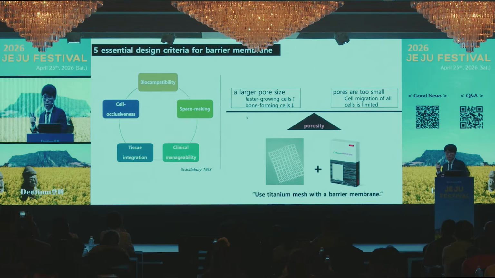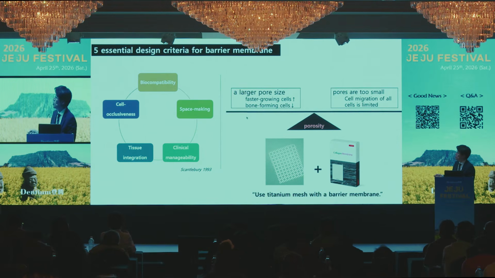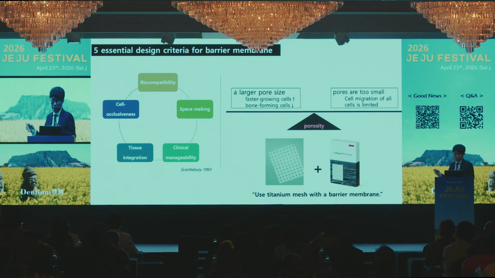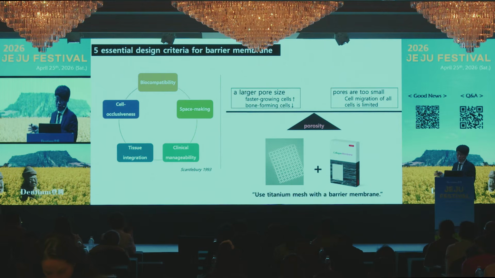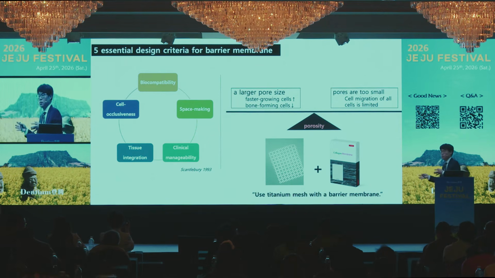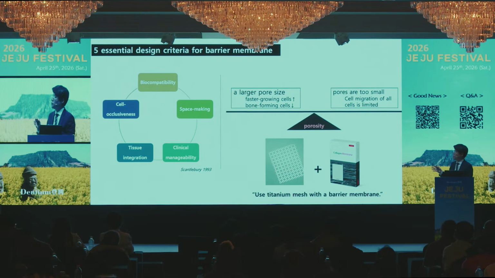But there is one important limitation. With this kind of titanium mesh, especially with the large pores, we lose one key property of a membrane: cell occlusiveness. In other words, a membrane should block soft tissue ingress and allow bone to regenerate underneath. But because the pores are large, the mesh alone cannot prevent soft tissue invasion. So it doesn't function as a barrier membrane by itself.